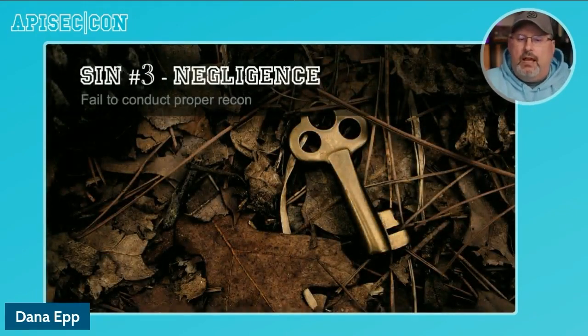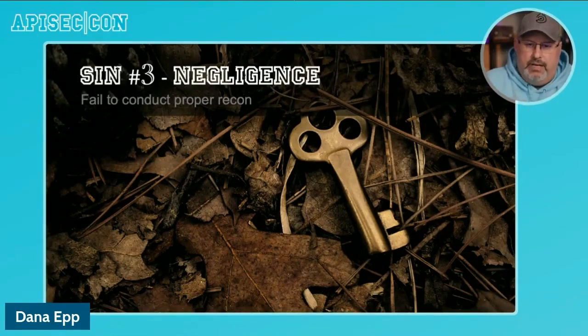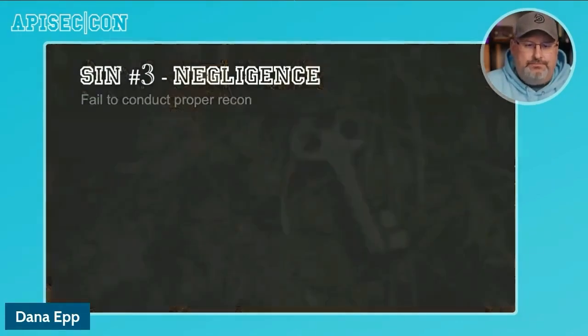Sin number 3 is around negligence. And this is really about not doing the proper recon to be able to find everything in the APIs that we need to test. So while the aspect of not being aware of the APIs is one thing, not looking inside the APIs and understanding how it functions is a bigger problem. And this is where negligence comes in.